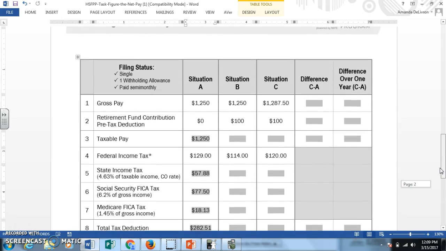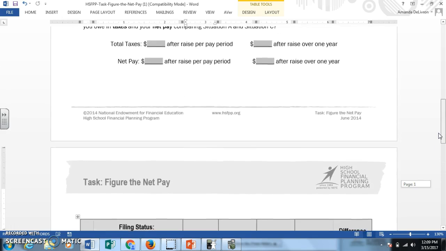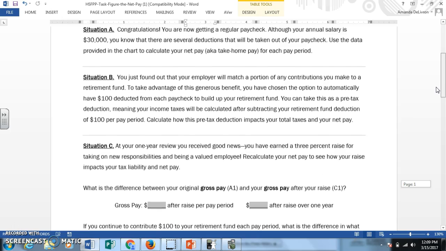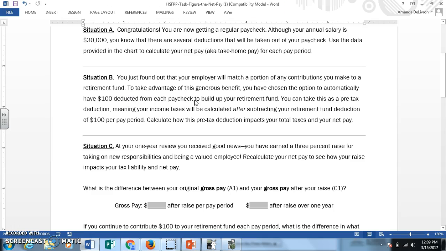But there are also 2 other situations that you could look at as well to see what is the best choice. So situation B says your employer will match a portion of your contributions to a retirement fund. So if you want to take advantage of this, you have $100 deducted from each paycheck to build your retirement fund. And this is a pre-tax deduction. So that means that your income taxes are calculated after you subtract this. So how would the pre-tax deduction impact your total taxes and your net pay? That's what we're going to figure out next.